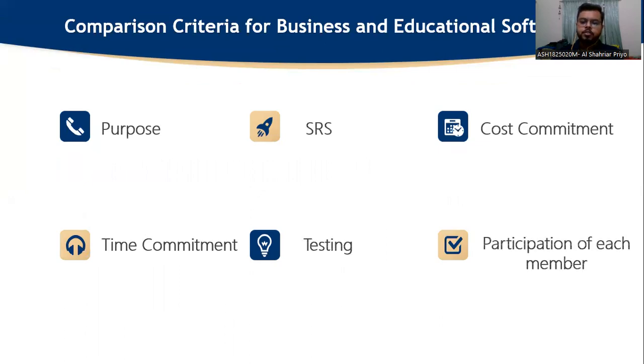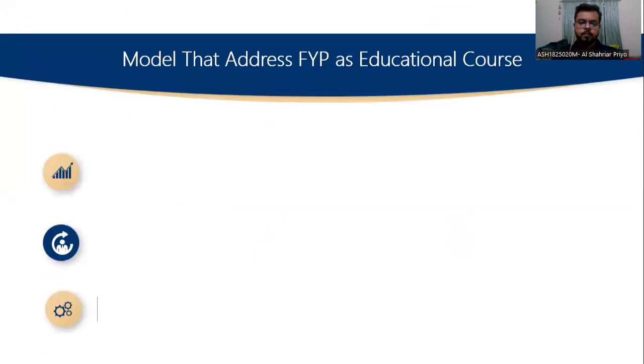Comparison criteria for the educational software. Educational and business software development have been compared. One is purpose, another is SRS, then cost commitment and time commitment, testing, and the participation of each member.